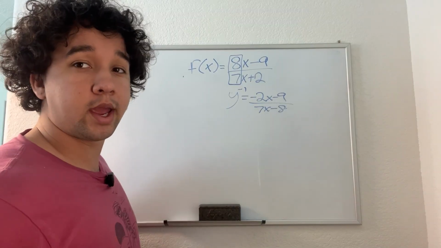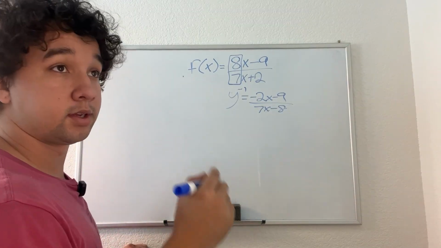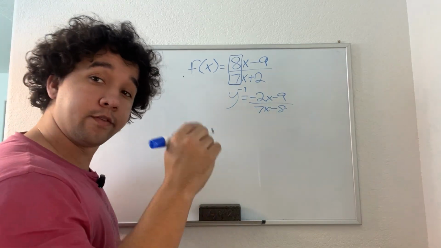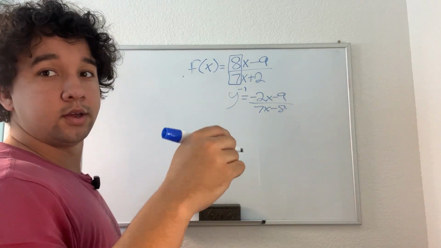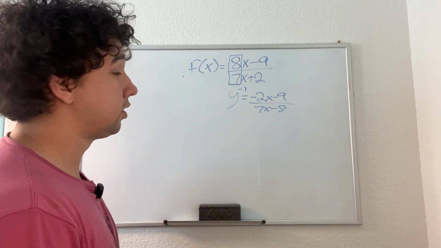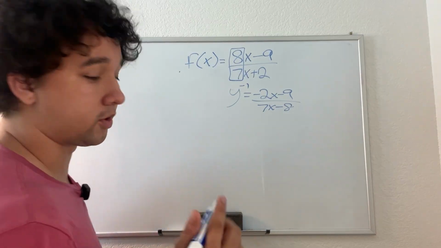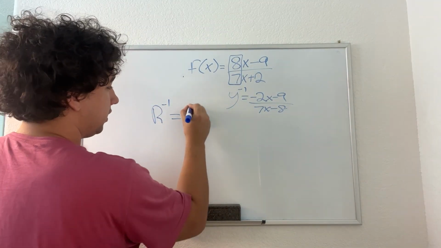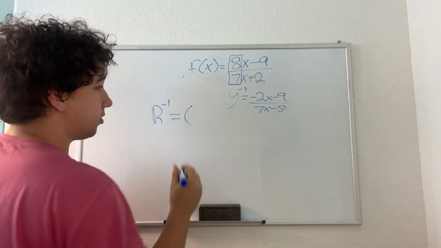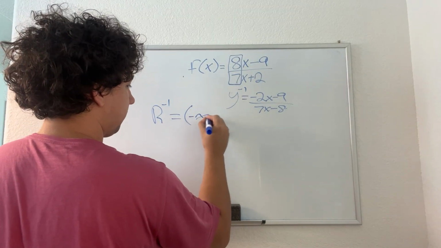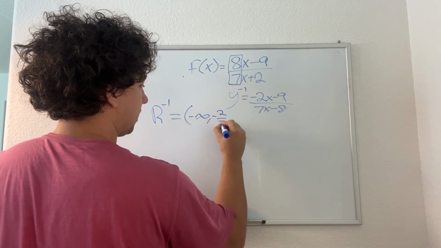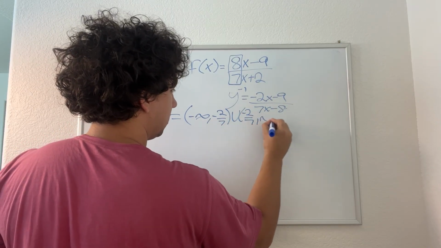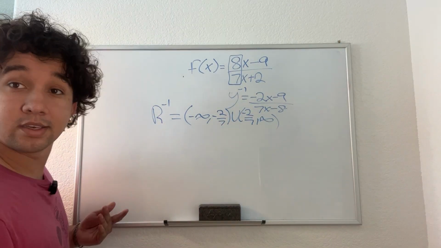So what was the domain? Well, the domain was negative 2/7 was the vertical asymptote, right? So it was negative infinity to negative 2/7 union negative 2/7 to infinity. Congratulations, you just found the range. The range of the inverse is going to be the domain of your normal function. So in this case, negative infinity to negative 2/7 union negative 2/7 to infinity.